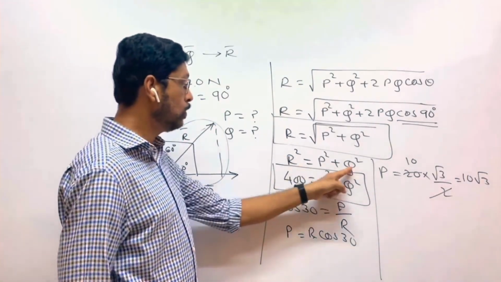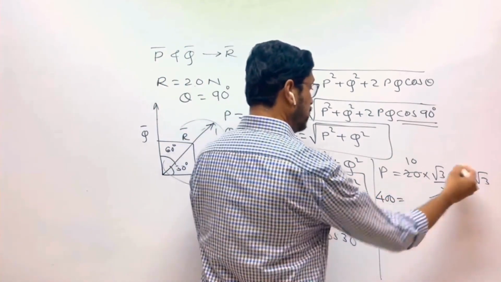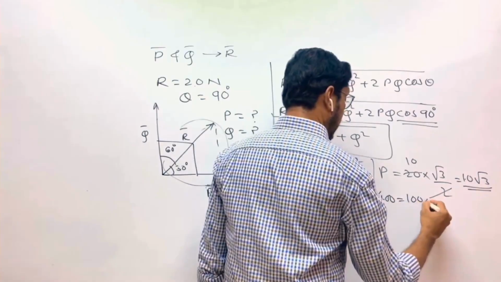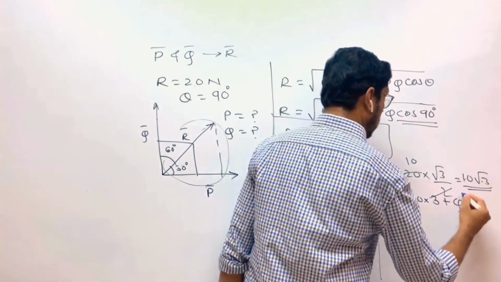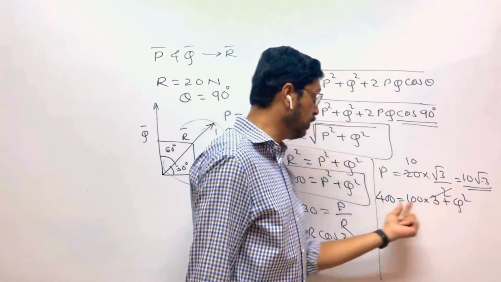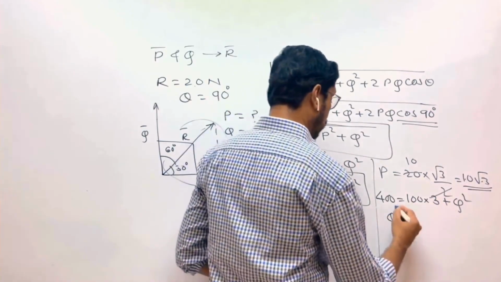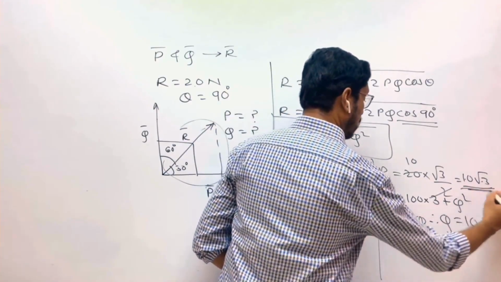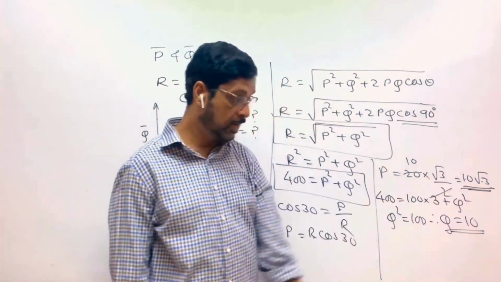Now you have to find Q using this equation. So 400 is equal to P square, means 10 root 3 whole square, 10 square 100, root 3 square 3, P square plus Q square. 100 into 3 is 300. So Q square will be 400 minus 300, that is 100. So Q square is 100. Therefore, Q is equal to 10. So you got the two values. P is 10 root 3 Newton and Q is 10 Newton.